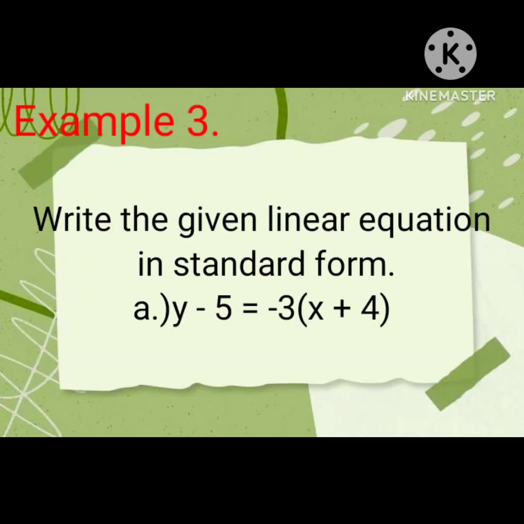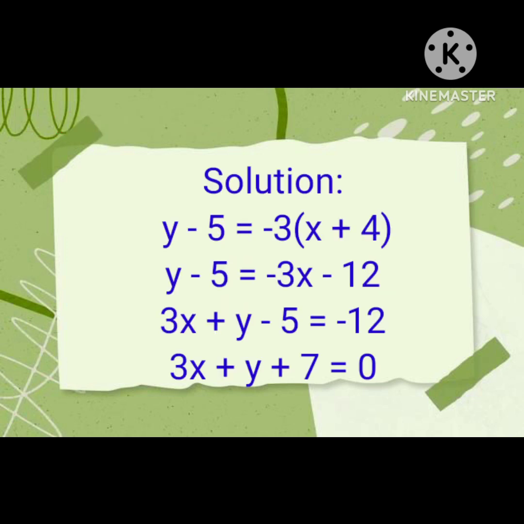So the next example is example number 3. Write the given linear equation in standard form. y minus 5 is equal to negative 3 times x plus 4. The solution will be y minus 5 is equal to negative 3 times x plus 4. Then simplifying, we will have y minus 5 is equal to negative 3x minus 12.